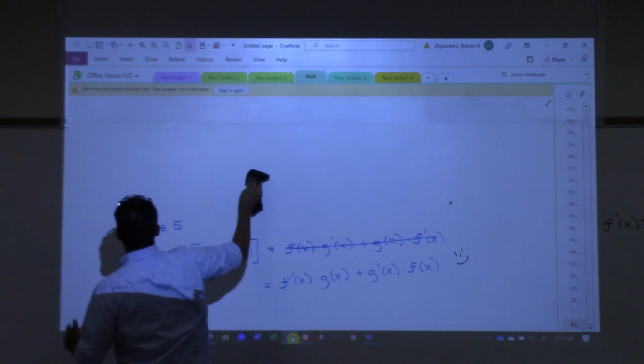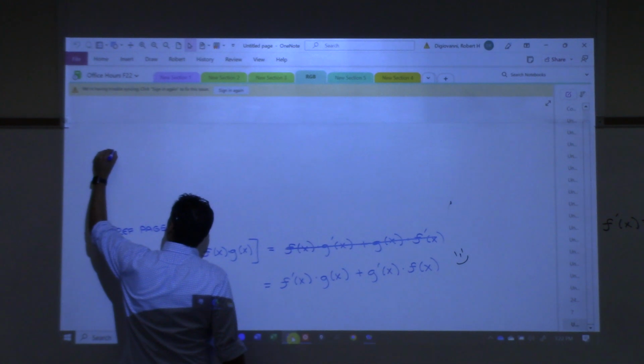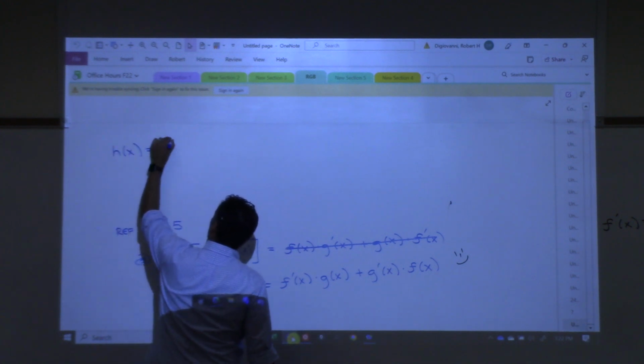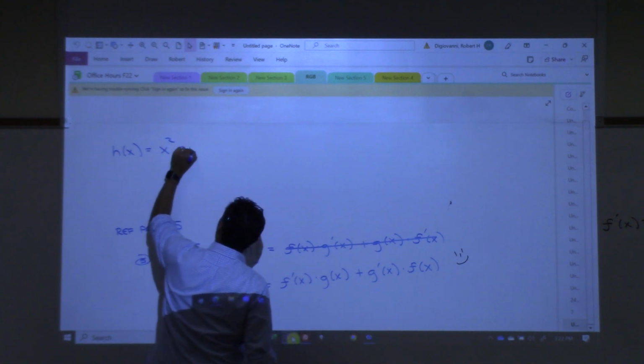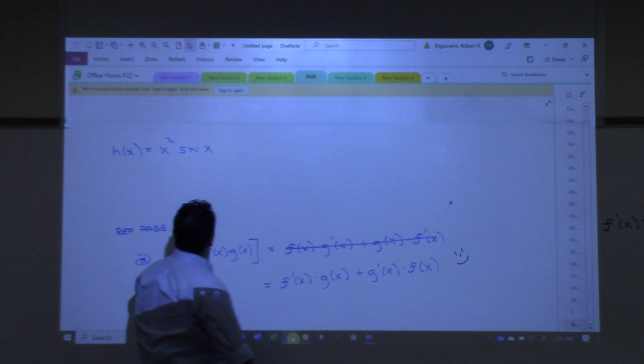So let's go back to the example, the very first problem that I gave you, and watch how I'm going to do this. I had, what did I call it? I called it h of x, right? Was it x squared sine x? Did I use little h? I did, right? Okay, let's go to that.